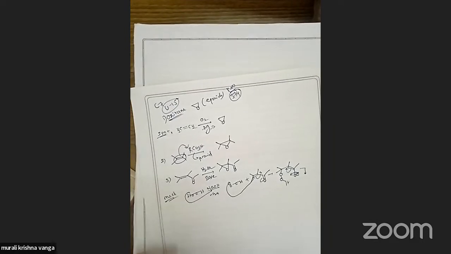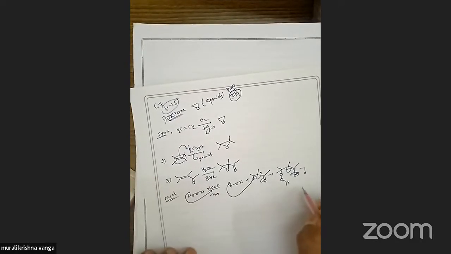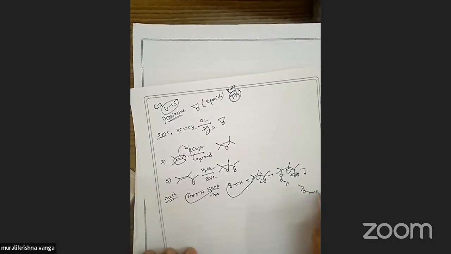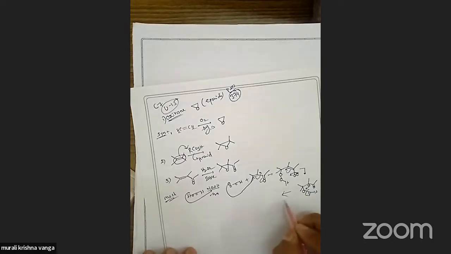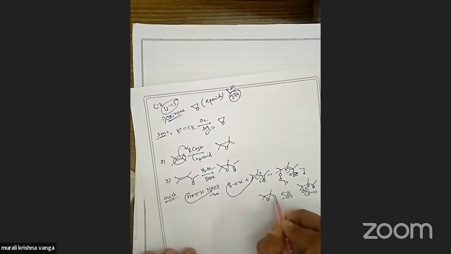So when it undergoes enolation, it forms a negative charge. This negative charge attacks the oxygen, then there is elimination of OH minus, and the epoxide is formed as the product.